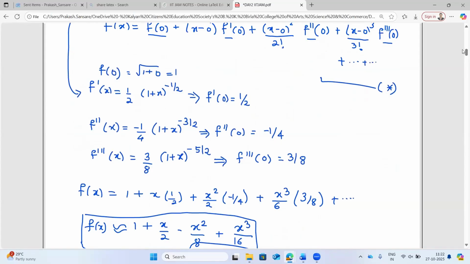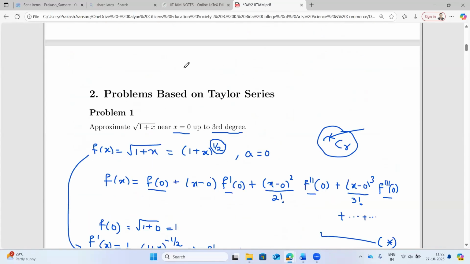Can you tell me, maybe we can have another, 1 plus x to the power n is equal to 1 plus nx, then n into n minus 1 divided by 2 factorial into x square, then again plus n into n minus 1 into n minus 2 divided by 3 factorial and then x cube. And the sequence goes this way.